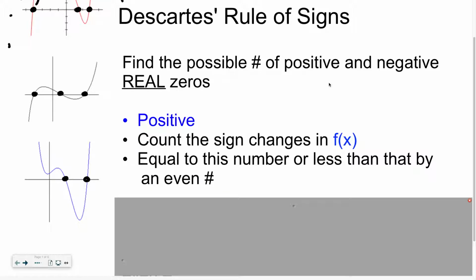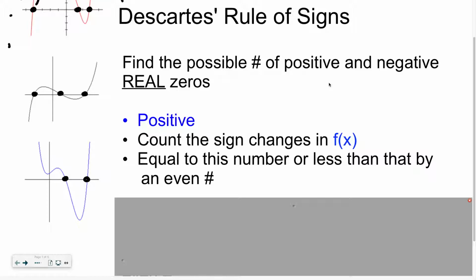So count the sign changes. It either equals that number or it's less than that number by an even number. So if it's 4, it'll be 4 or 2 or 0. How do you know how to check? Check what? Check whether it is a 4 or 0. Oh, well, remember, it's just the possible number. Oh, so we don't actually know which one it is until we find the zeros. Right, but it'll at least narrow it down a little bit.